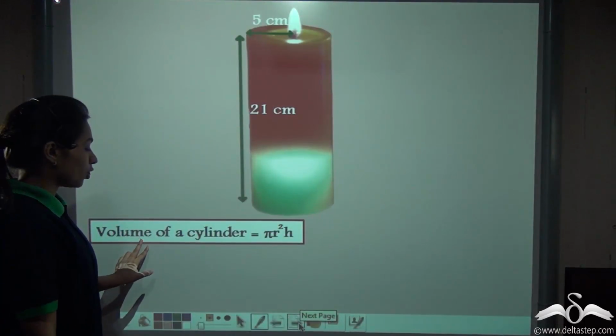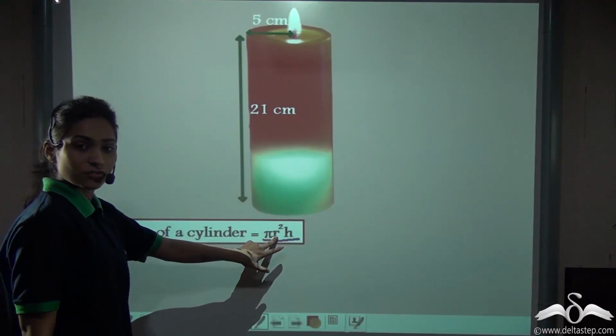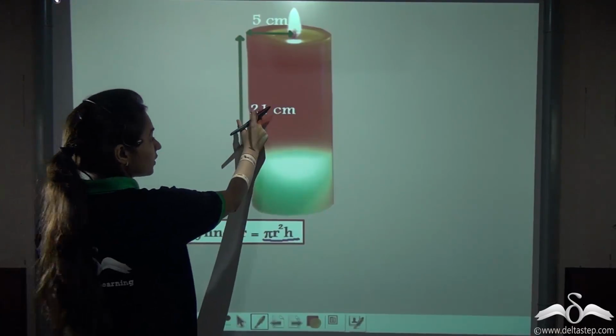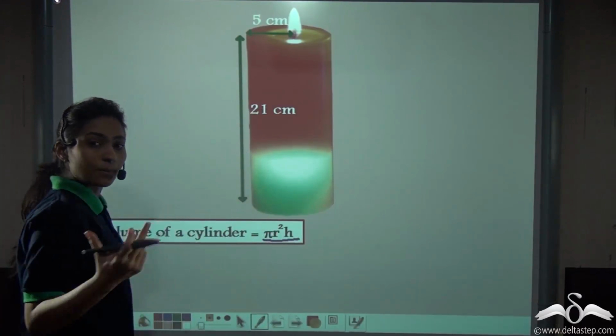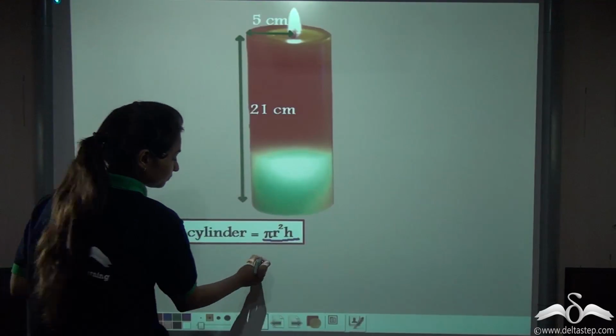Now we know that the volume of any cylinder is pi r square h, where r is the radius of the circular base and h is the height of the cylinder. So now substituting this in this formula, we'll get the amount of wax required, that is the volume of this cylinder. So let's do it.